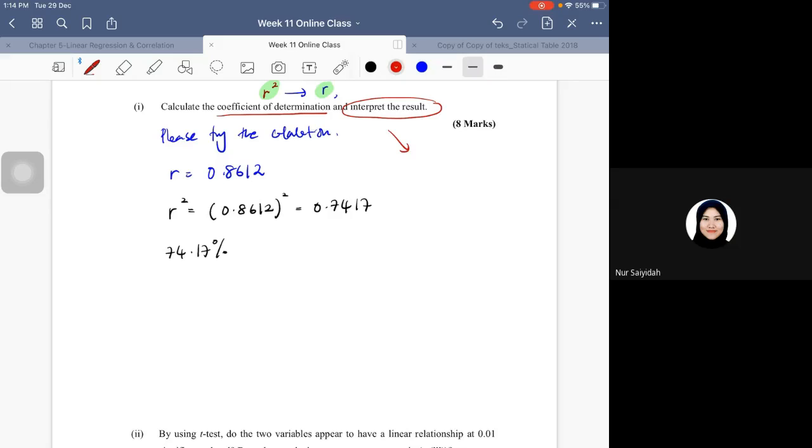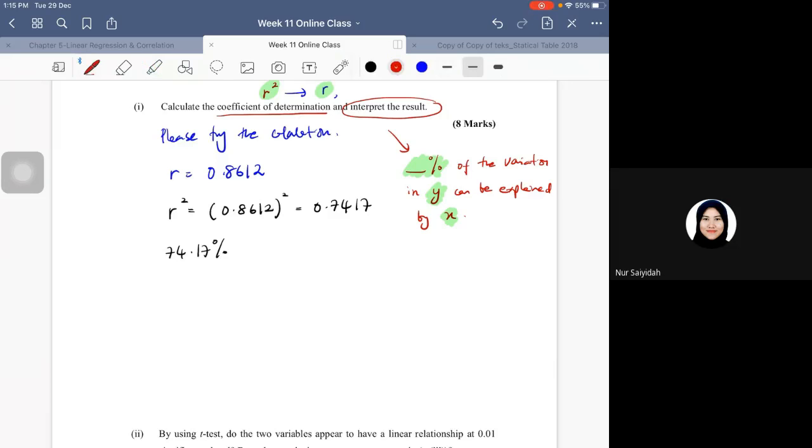So how to interpret? The interpretation is going to be like this. You mention the percentage of the variation in y that can be explained by x. That is how we interpret the coefficient of determination. This is a standard way of interpretation. All you have to do is find the percentage and substitute what your y variable is and what your x variable is.